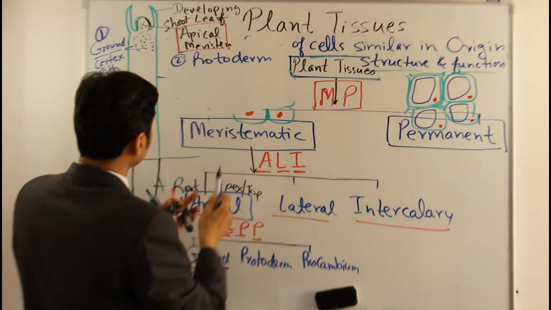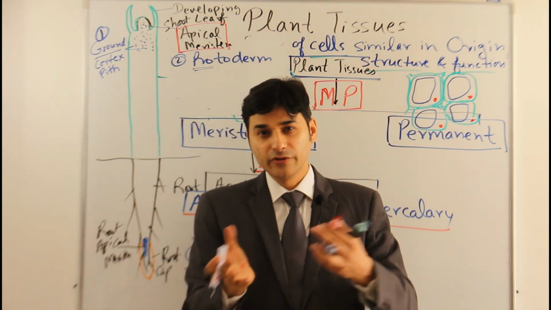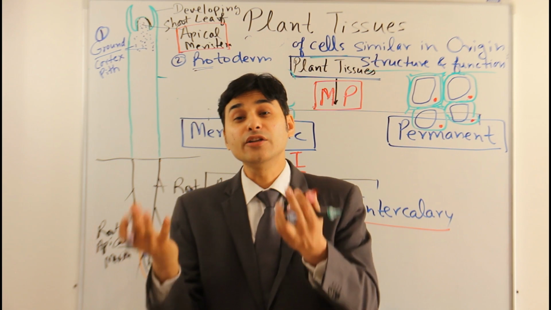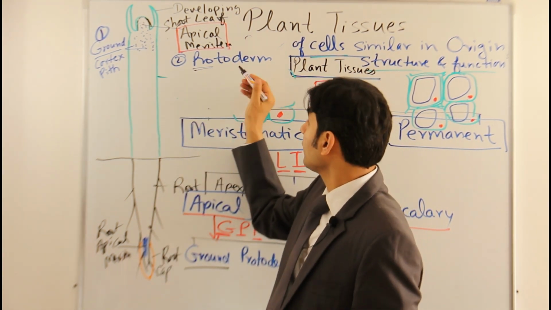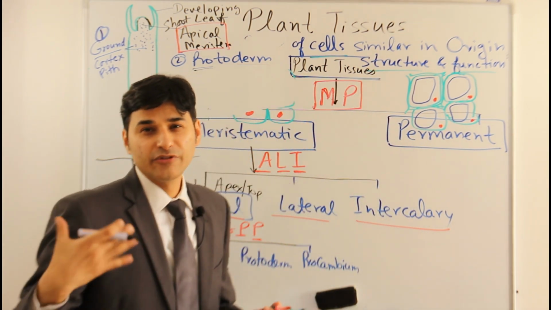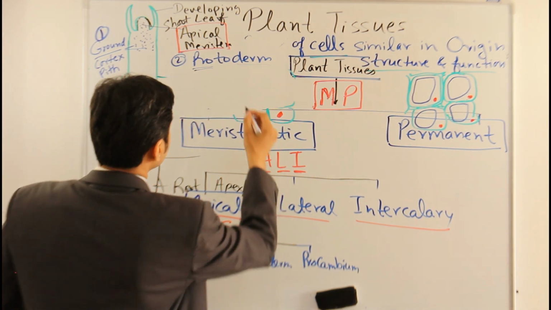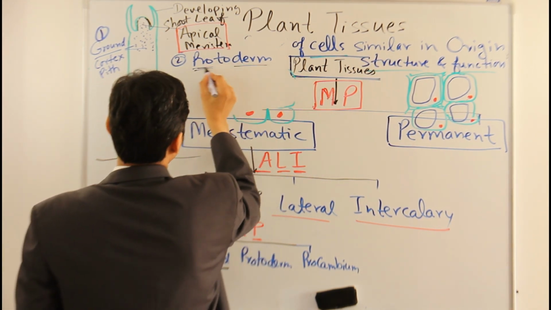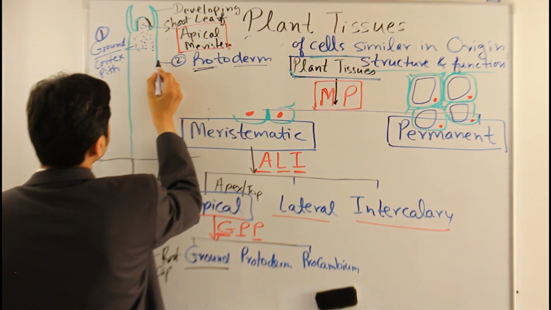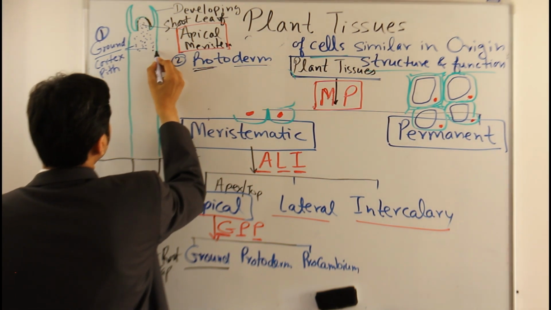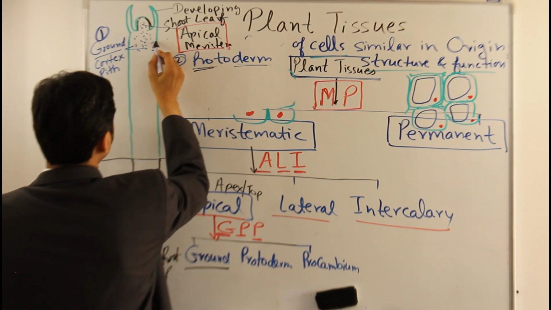Pro means before, like prokaryote. Pro means before, and karyon means nucleus, meaning early nucleus, that is prokaryotes. Similarly, pro means before, derm means skin. So before the skin means before the dermis or the epidermis. So this is the dermis or the epidermis. So protoderm, these meristematic tissues are found here in this region.